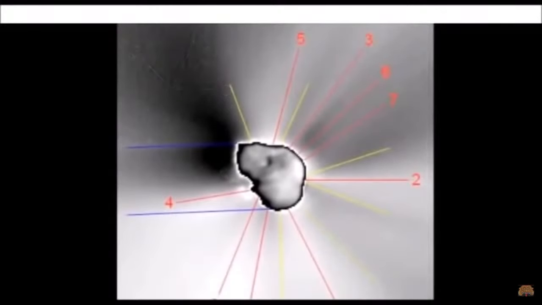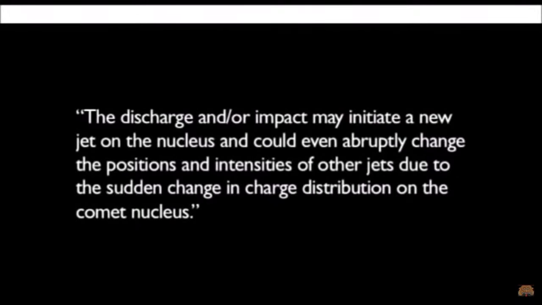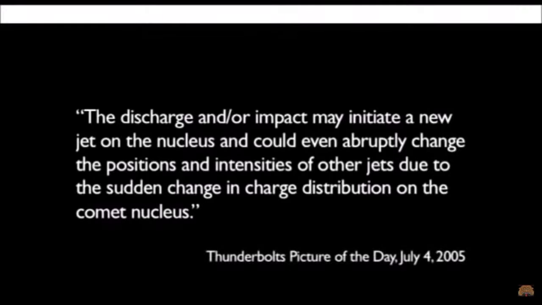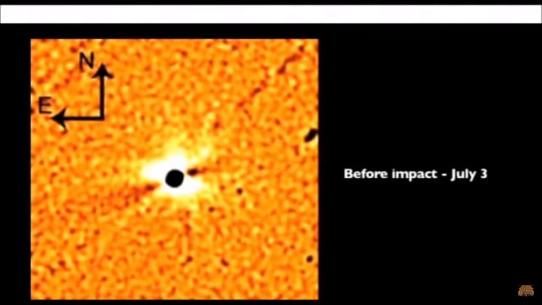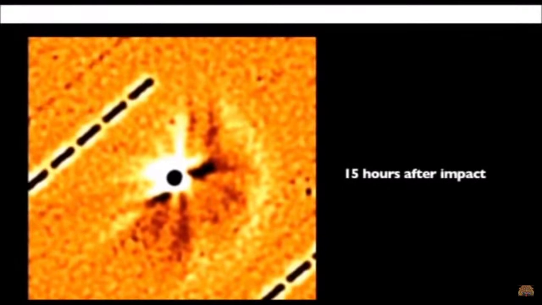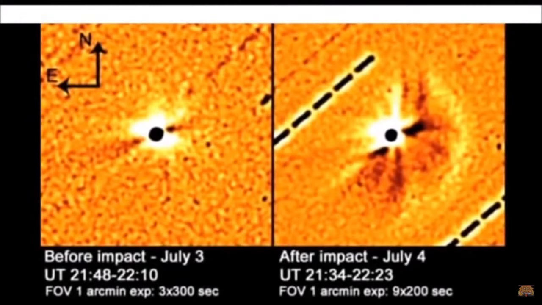Thornhill anticipated that the locations of the comet jets could actually shift as charge redistribution occurred on the nucleus after a significant electrical event. Confirmation of this prediction came from the Nordic Optical Telescope in La Palma, Spain. As released by the observatory, two images of the comet before impact and hours later tell the story emphatically. 15 hours after the blast, new jets appeared far from the location of the impact itself.